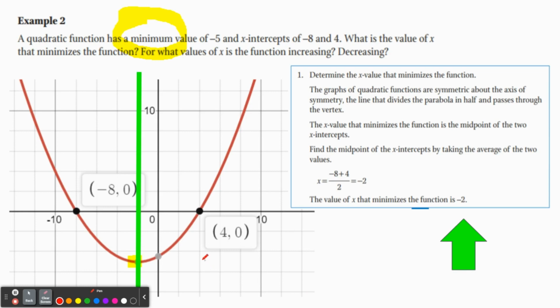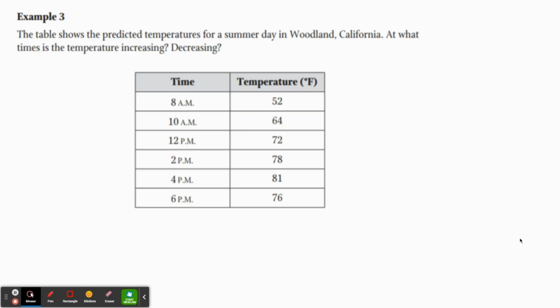Where is the function increasing? Well, when x is greater than -2, it is increasing. Where is it decreasing? Well, x is less than -2. In example 3, a table shows predicted temperatures for a summer day in Woodland, California. At what times is the temperature increasing and decreasing? So we just have to analyze the y values. Where does it reach the highest temperature? And it looks like at 81. Would you agree? So then it starts to decrease after that.